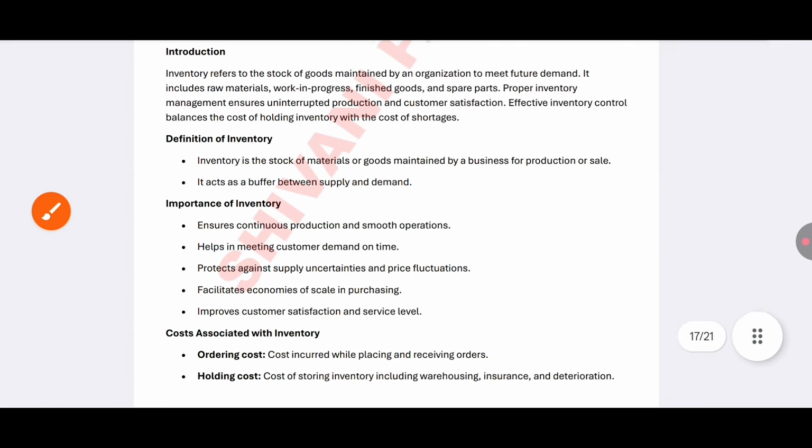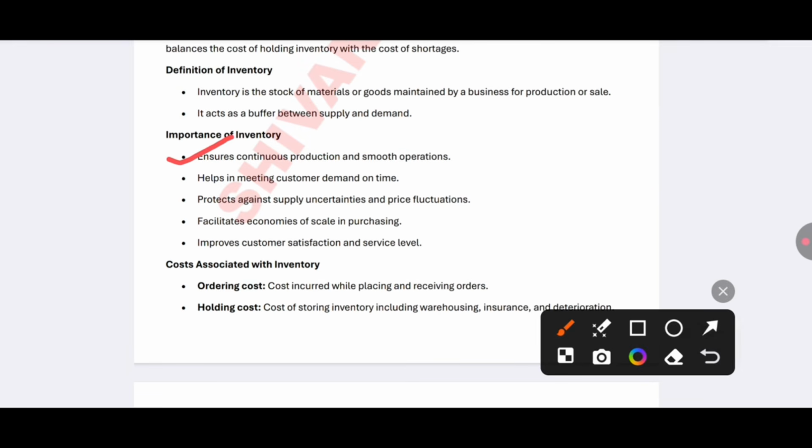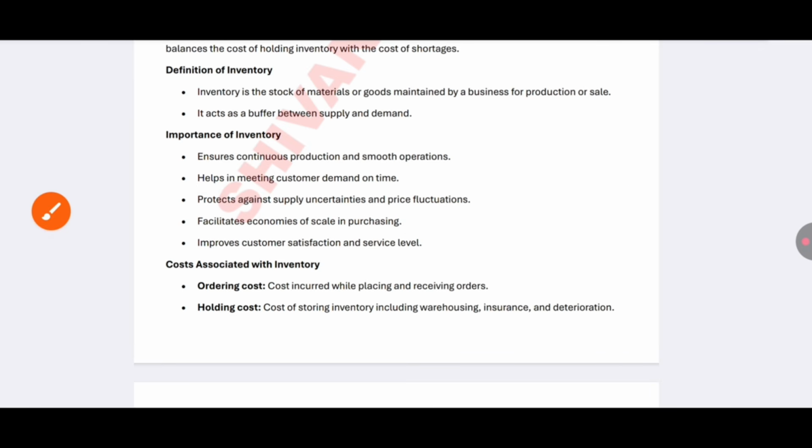What is the importance of this, ma? First one, it improves continuous production. It helps to meet the customer's demand. It is able to protect against uncertainties and price fluctuations. It will be able to scale your purchasing and improves customer satisfaction also. So these are the importance of inventory.